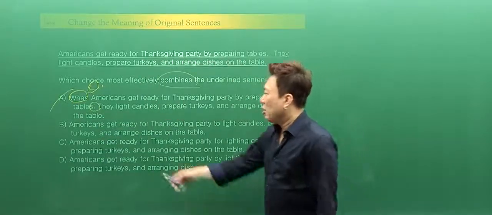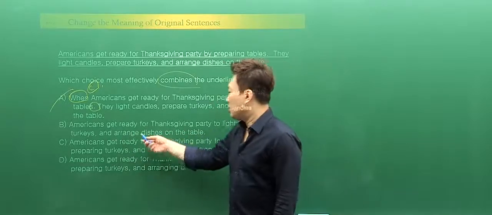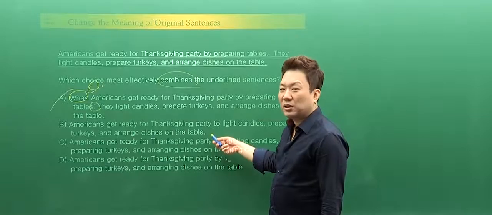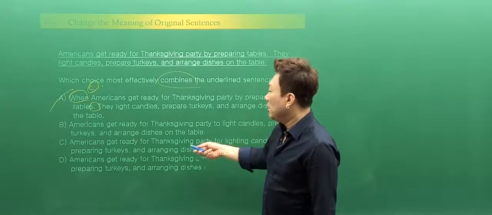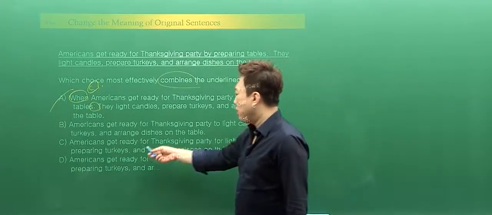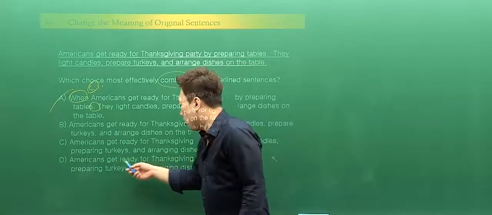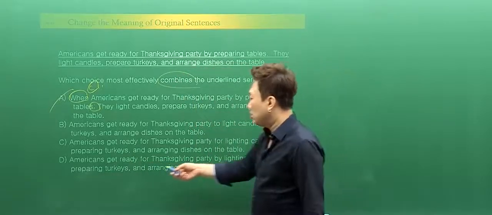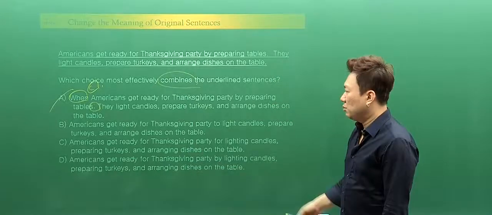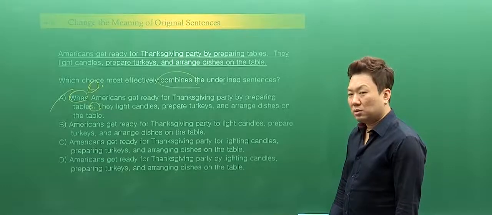What about the second sentence? Americans get ready for the Thanksgiving party to light the candles, prepare, and arrange dishes on the table. Looks grammatical, nothing's wrong with this one, right? What about the third one? American subject and verb, get ready for the Thanksgiving party, for lighting candles, and so on. This is no problem, right? Grammatically, get ready for the Thanksgiving party by lighting candles, preparing turkeys, and arranging dishes on the table. We have three answer choices.